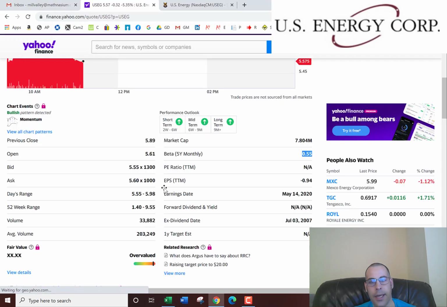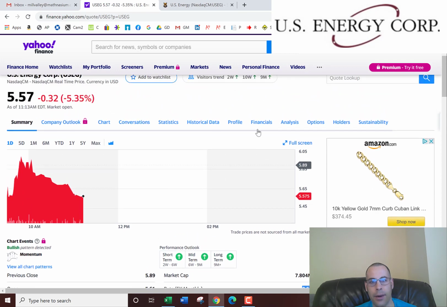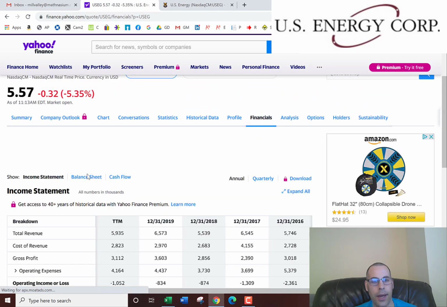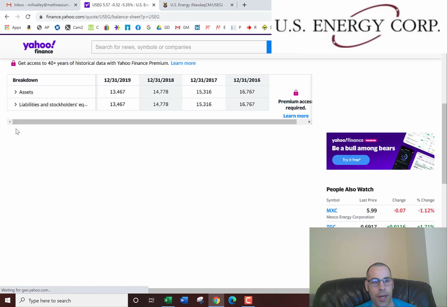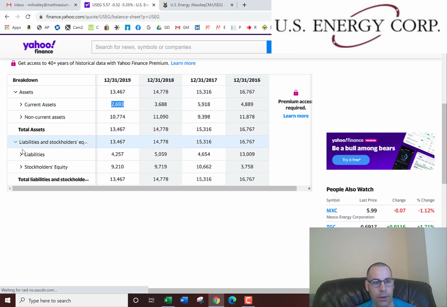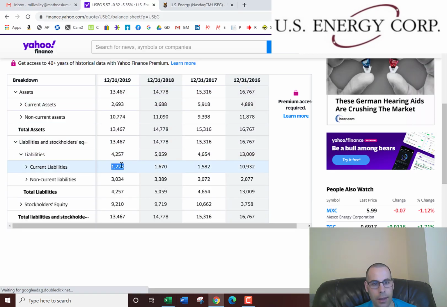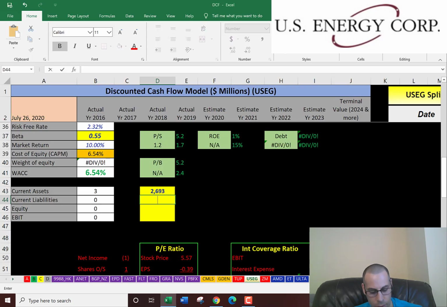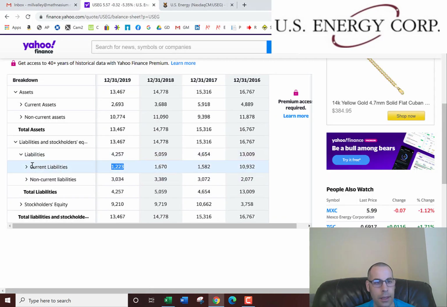Let's get their current assets. We need this to calculate the current ratio later. And current assets is on the balance sheet. That's cash, accounts receivables, and inventory. 2.7 million. We also need the current liabilities to calculate the current ratio later. These are debts and payables that are due within 12 months.